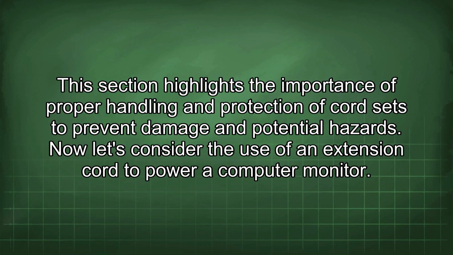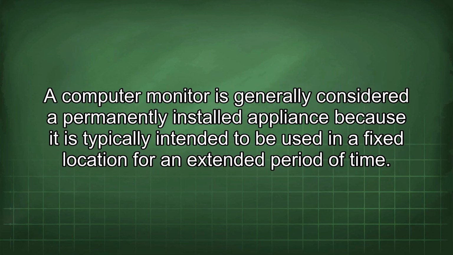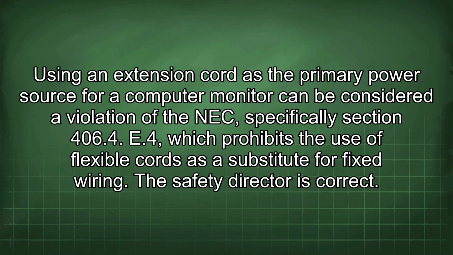Now let's consider the use of an extension cord to power a computer monitor. A computer monitor is generally considered a permanently installed appliance because it is typically intended to be used in a fixed location for an extended period of time. Using an extension cord as the primary power source for a computer monitor can be considered a violation of the NEC, specifically Section 406.4 E4, which prohibits the use of flexible cords as a substitute for fixed wiring.